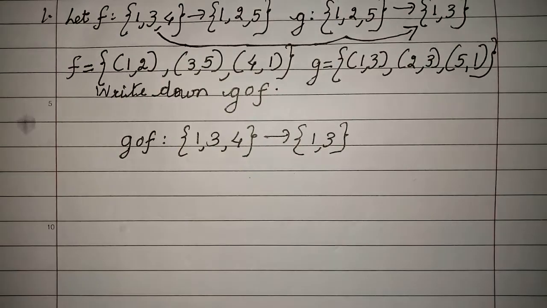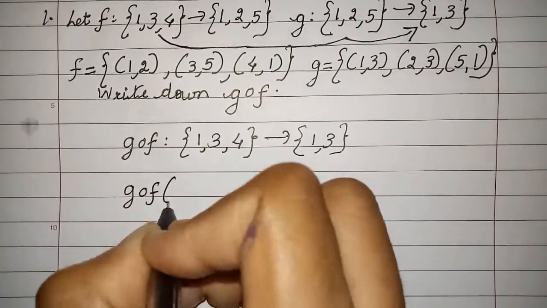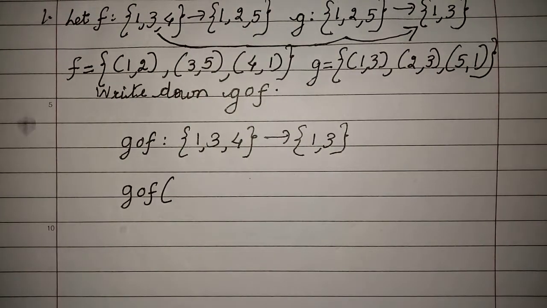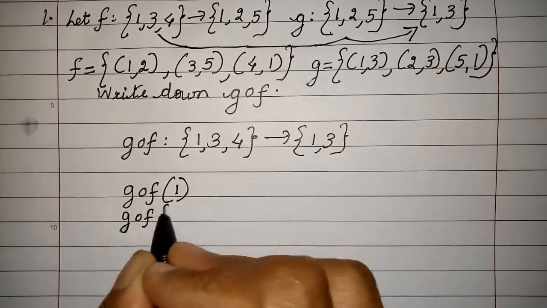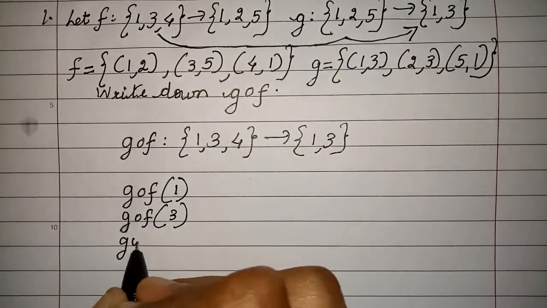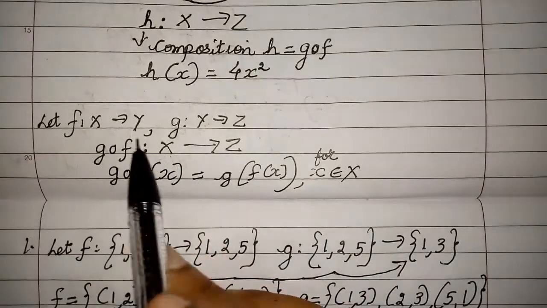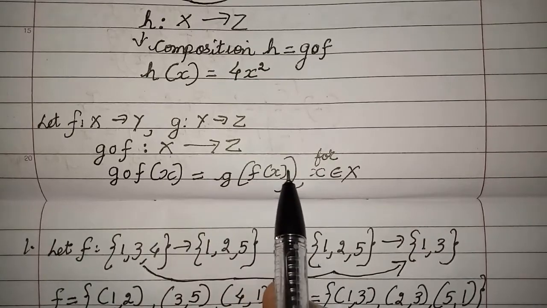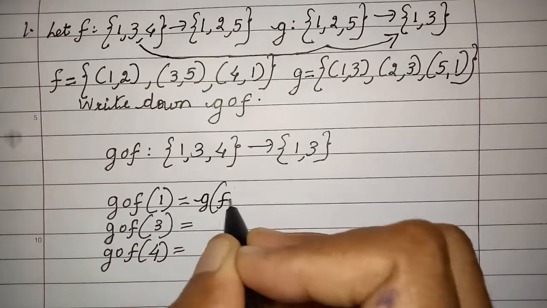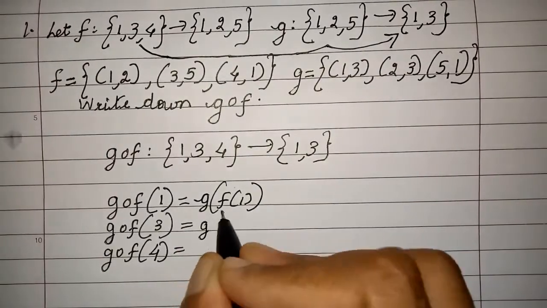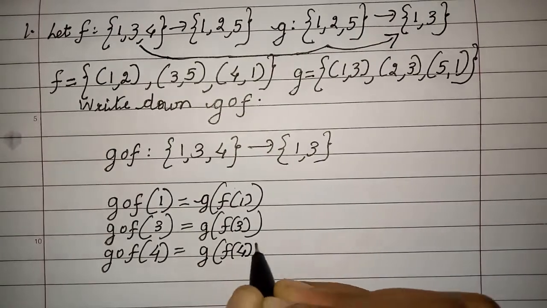Okay, so now let me write g composite f of all the elements. Now when I am going to write g composite f of elements, children, we know that we have to start with elements of the domain. So I have to write what is g composite f of 1, g composite f of 3, and g composite f of 4. By definition of composition, we know that g composite f of x is g of f of x for all x belongs to x. So it will be nothing but g of f of 1, g of f of 3, and g of f of 4.